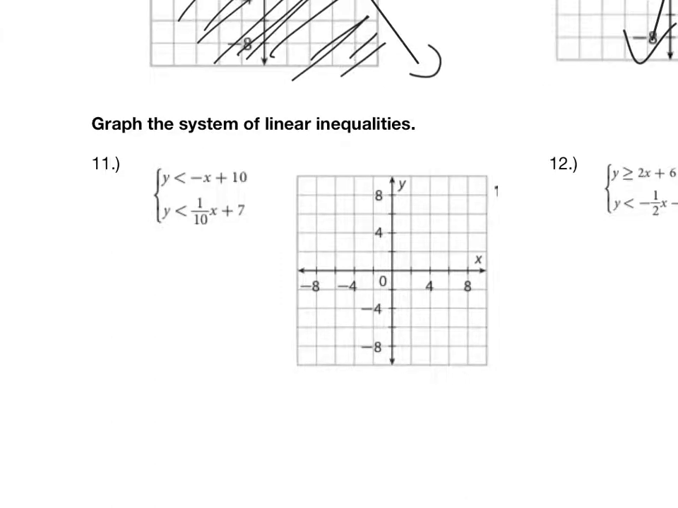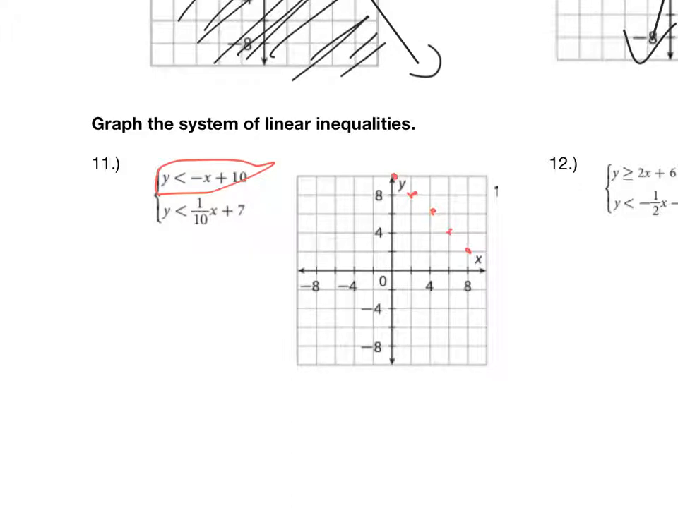So both linear inequalities are already in slope-intercept form. Let's graph it. I'm going to graph the top one with red. So the top one, my y-intercept is going to be 10. So it's going to be the top point here. And then my slope is negative 1. So you'll go down 1 to the right 1, down 1 to the right 1. Or you could go down 2 to the right 2, since that's also going to be equal to negative 1 as a slope. And then you go ahead and draw your line.